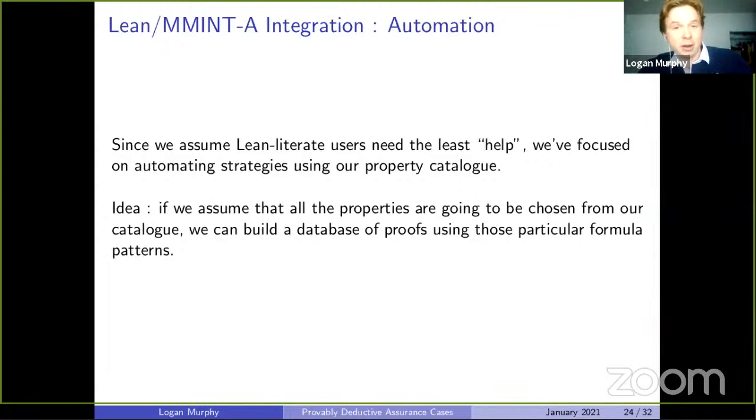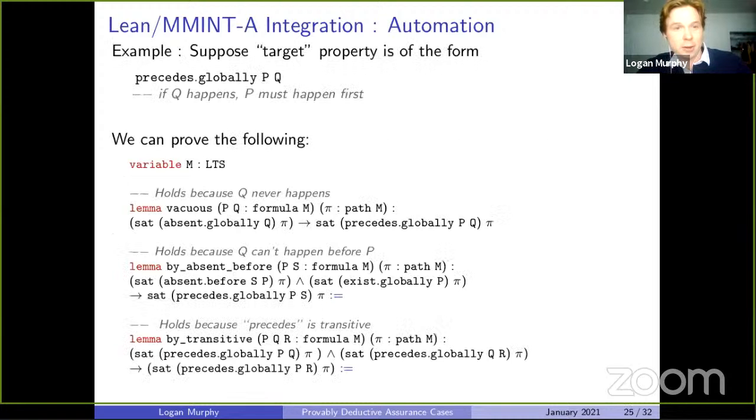So if we assume that the properties are chosen from our catalog, through the process that I just showed, then one rather simple way to do it is to build a database of proofs using those particular patterns, because they're finite in number, and then base our automation or decision procedure around that.